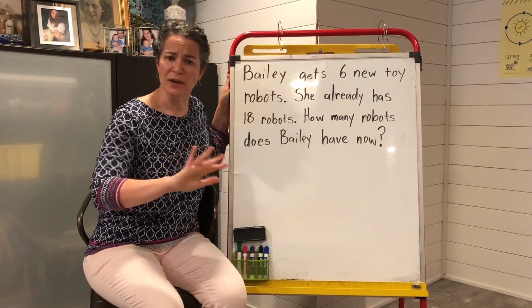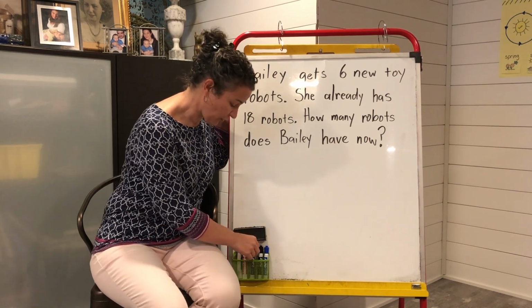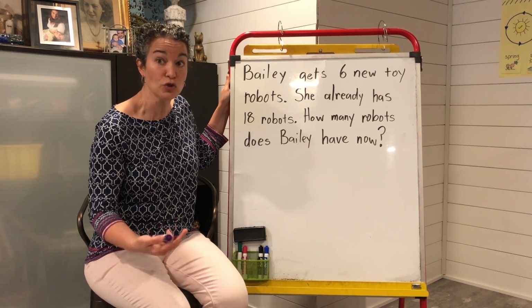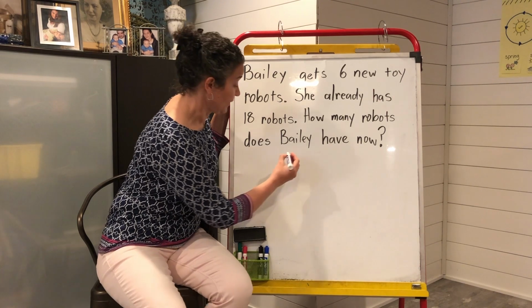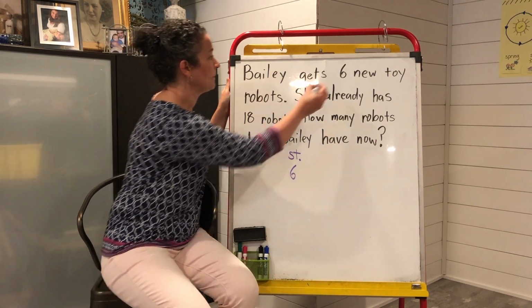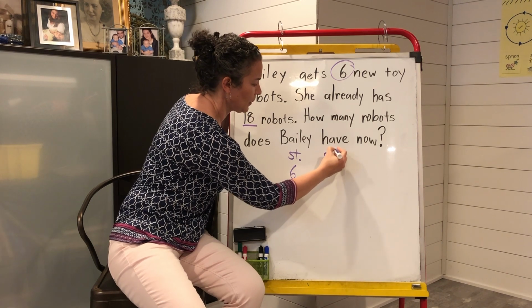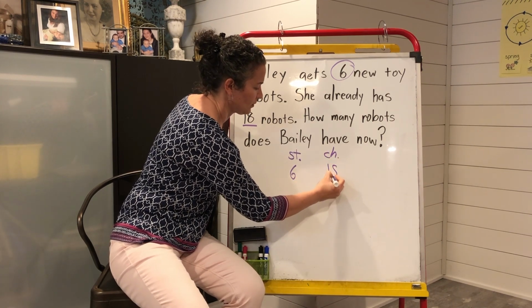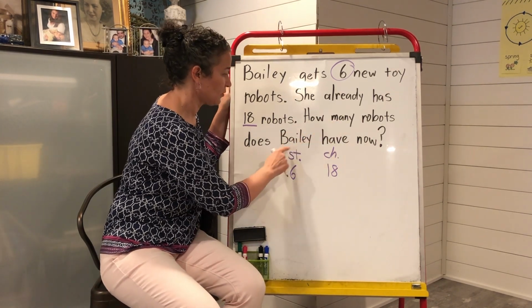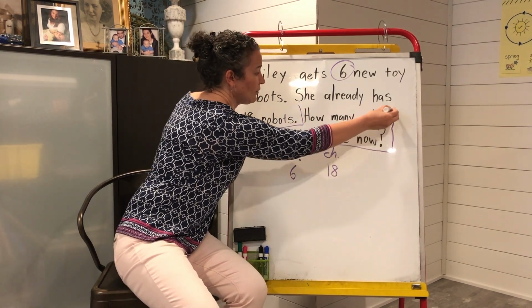All right, my friends. Now, no getting nervous. It's not even that wordy. We're going to break the problem down. So let's figure out what we start with. Bailey gets 6 new toy robots. So we know we're starting with 6. Here's my 6. She already has 18 robots. Now, I don't know if I'm adding or subtracting yet. Let's keep going. How many robots does Bailey have now?